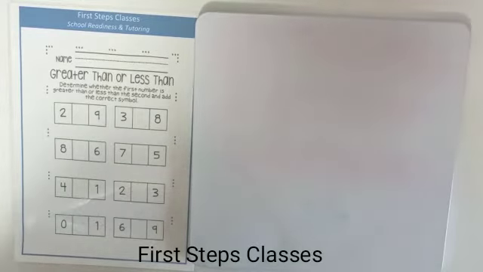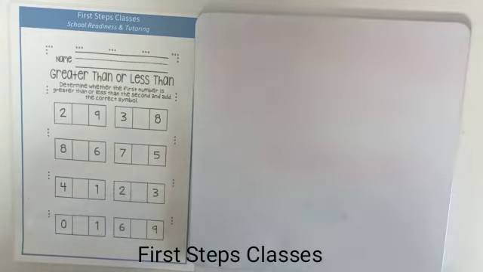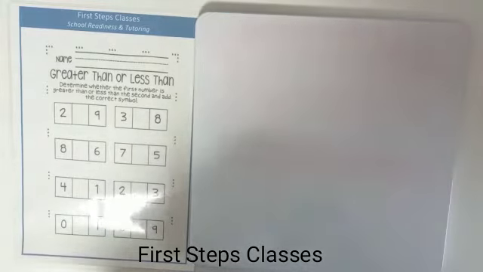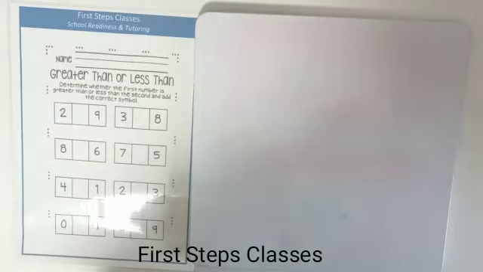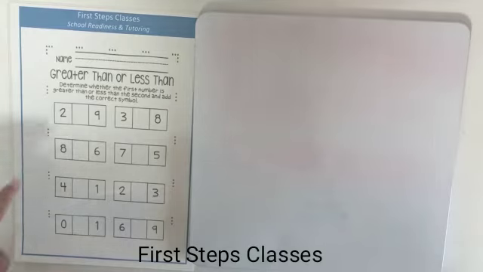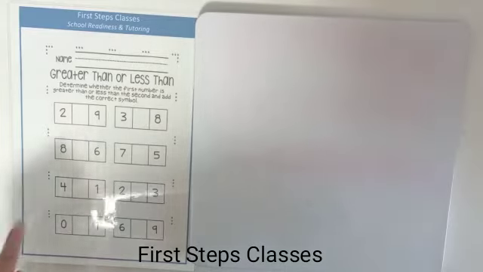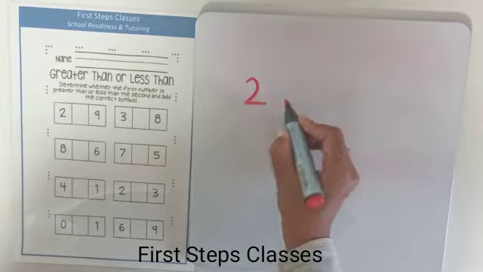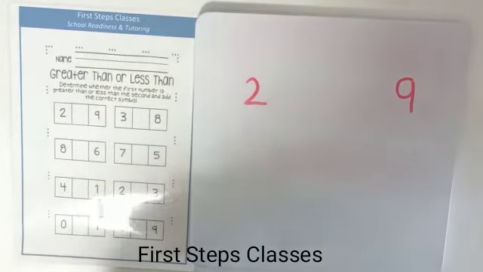So today I'm going to teach you how to differentiate between a greater number and a smaller number and an equal number. For differentiating between two numbers, let's take the first example. I'm going to show you how to differentiate between a greater number and a smaller number with the help of counters. So here we have number 2 and number 9. We need to find out which number is greater.